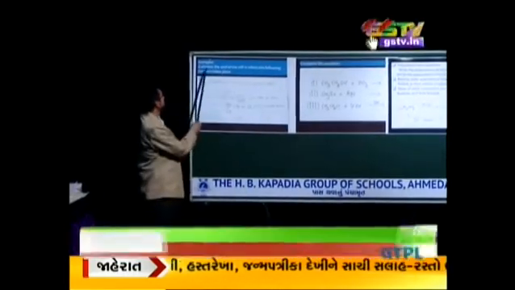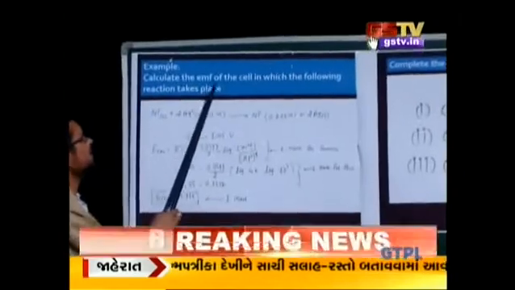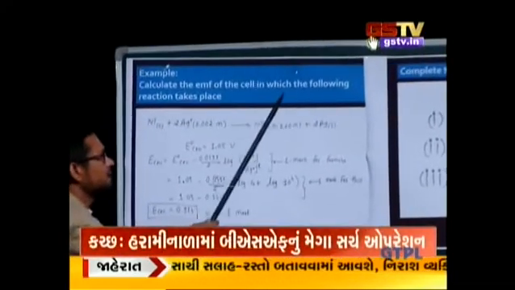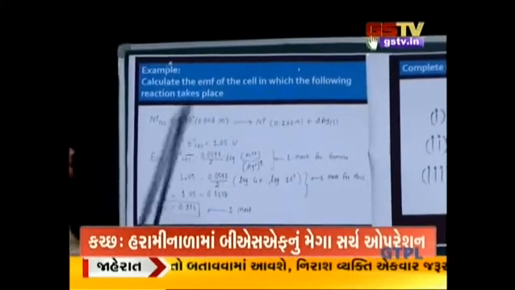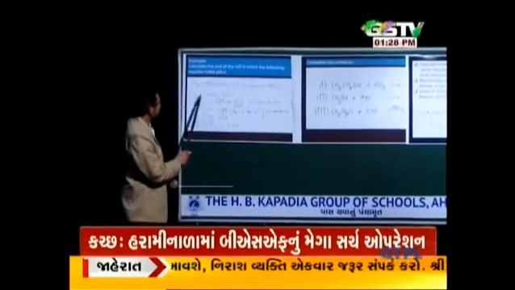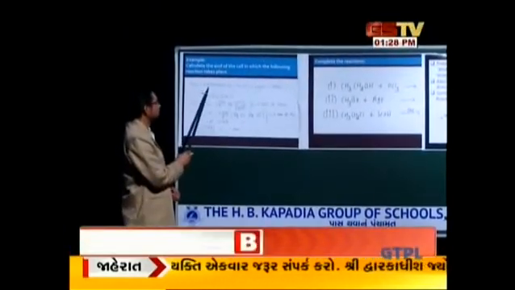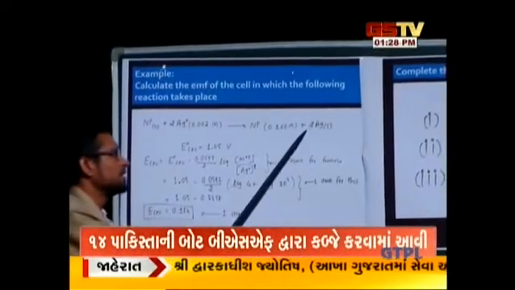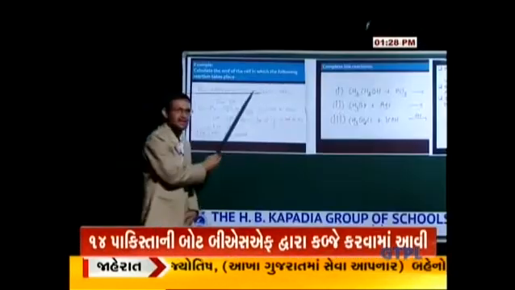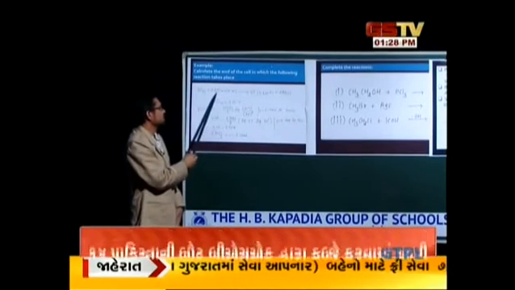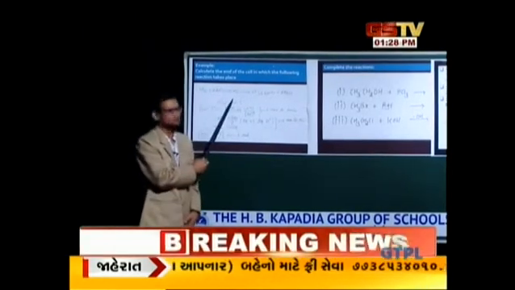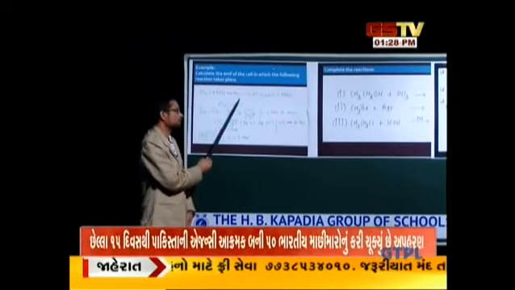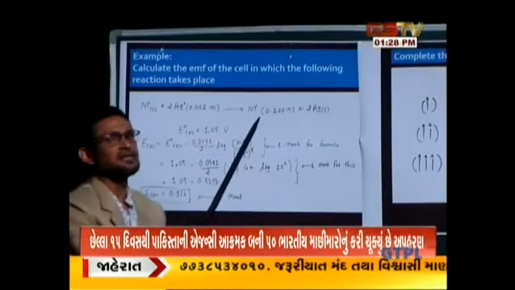The example is: calculate the EMF of the cell in which the following reaction takes place. The reaction is Ni plus 2Ag+ gives Ni2+ plus 2Ag. Here in this reaction we have Ag+ concentration 0.002 molar and nickel concentration 0.